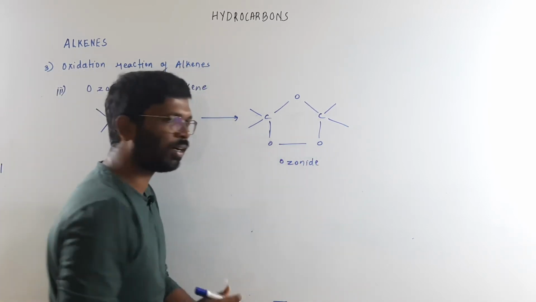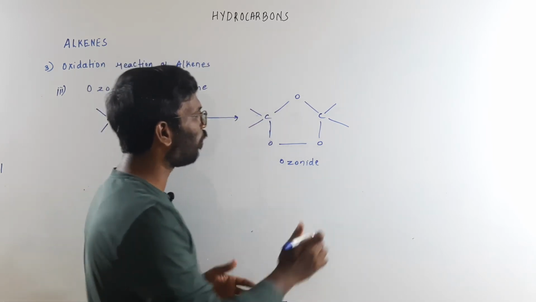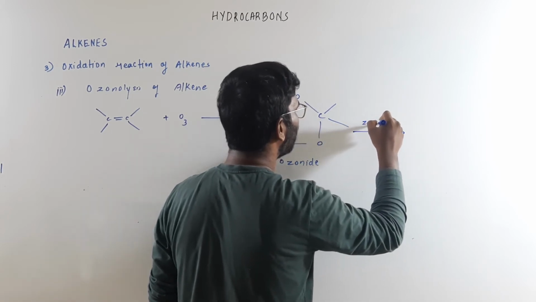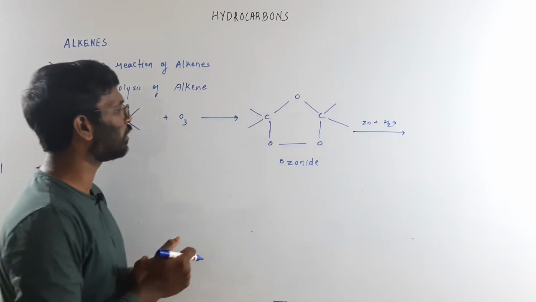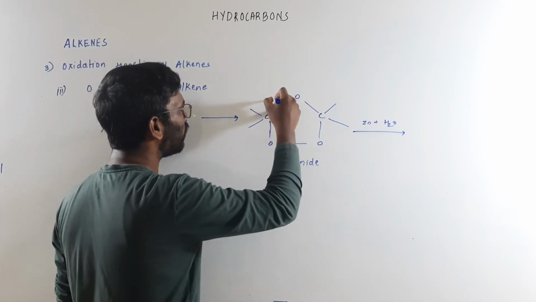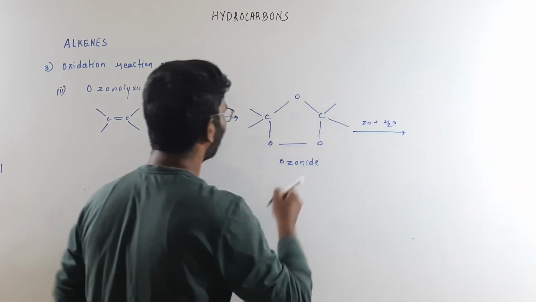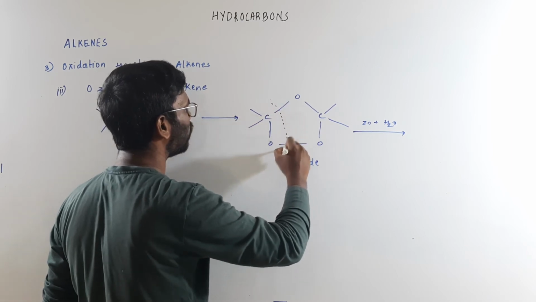This is a very unstable and explosive intermediate what we get, and further this is reduced in the presence of zinc and water. Now what happens over here is the cleavage. Okay, the breaking of the bonds takes place in this manner. Here this is how the bond is broken.